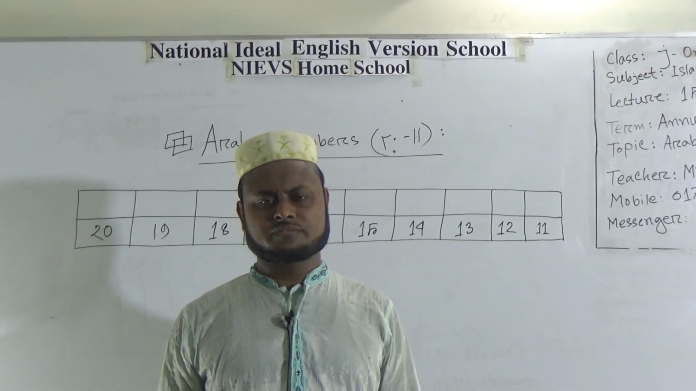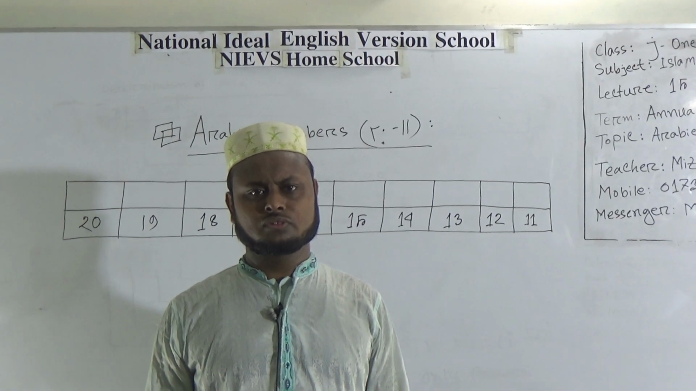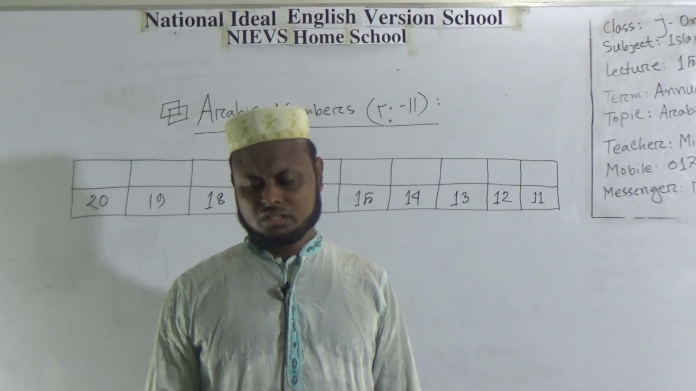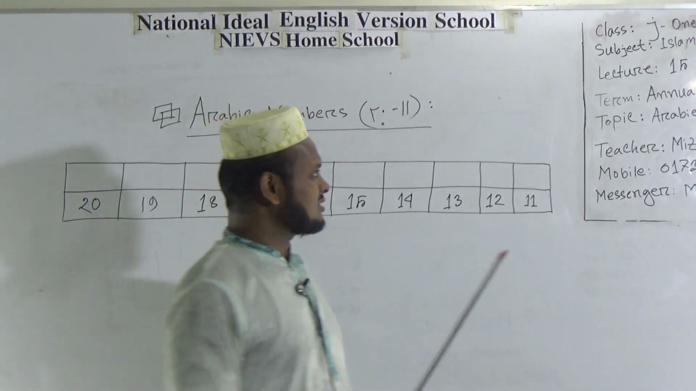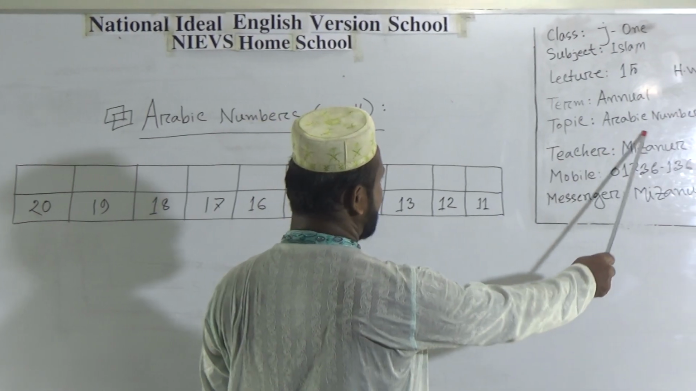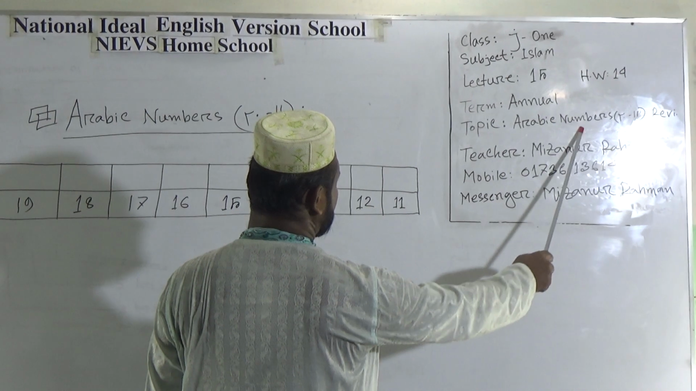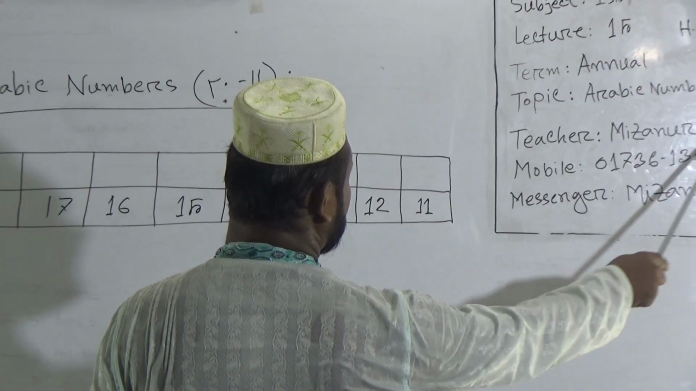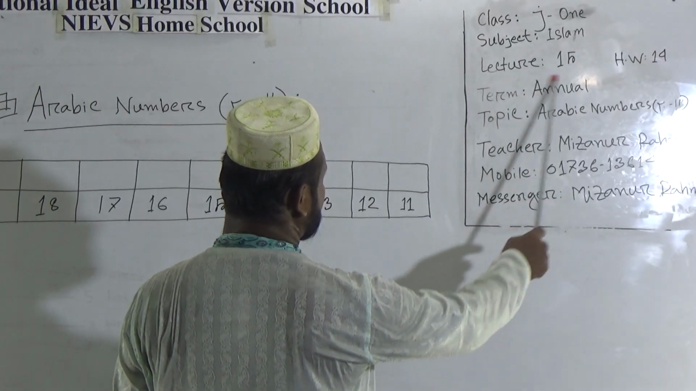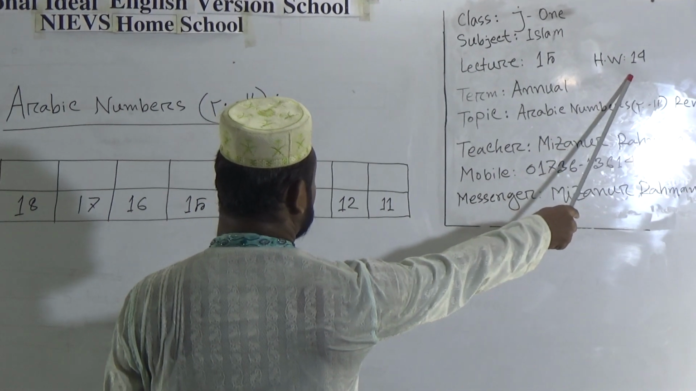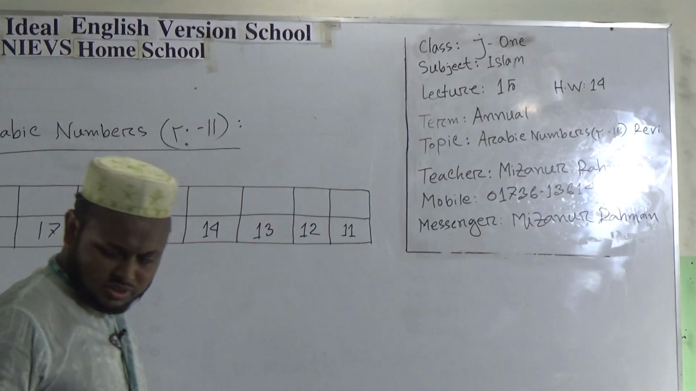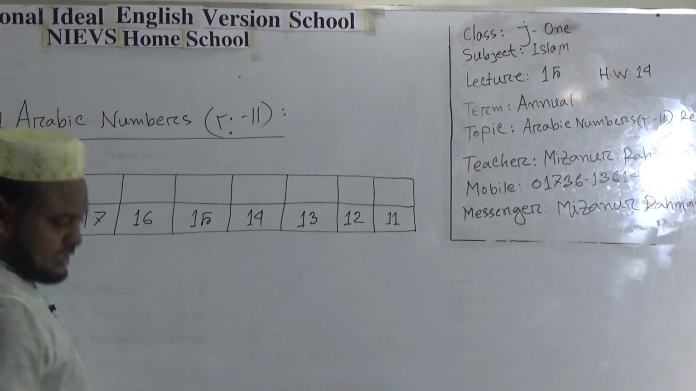Today, I would like to take an Islam Studies class for the students of Class 4, Class Junior 1. Today's topic is Arabic numbers 11 to 20. Term manual, lecture number 15 and AW number 14. Okay, dear students, let's come to the board and listen.